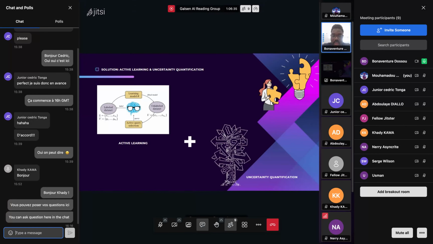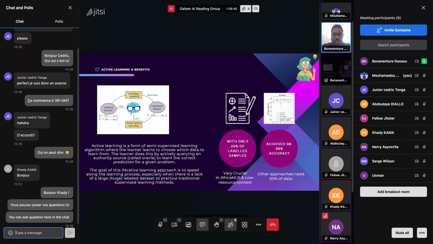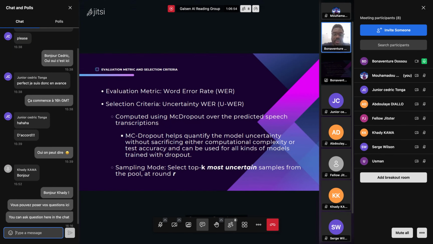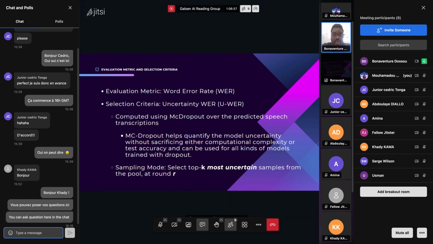There are many ways, for instance, to work on uncertainty quantification, and I'm going to describe it here. Because the task was ASR, we have the evaluation metric, which was the word error rate. We built something that we called the uncertainty word error rate, which is technically getting the uncertainty over a speech given the different predictions. And you're going to understand why I'm saying given the different predictions.